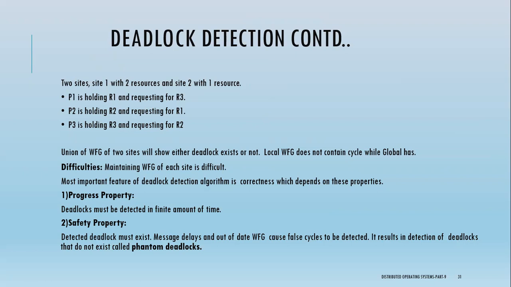The most important feature of a deadlock detection algorithm is correctness, which depends upon these properties. Number one, progress property: deadlocks must be detected in a finite amount of time. Number two, safety property: a detected deadlock must exist. Messages, delays, and out-of-date wait-for graphs cause false cycles to be detected. It results in detection of deadlocks that do not exist, called phantom deadlocks.